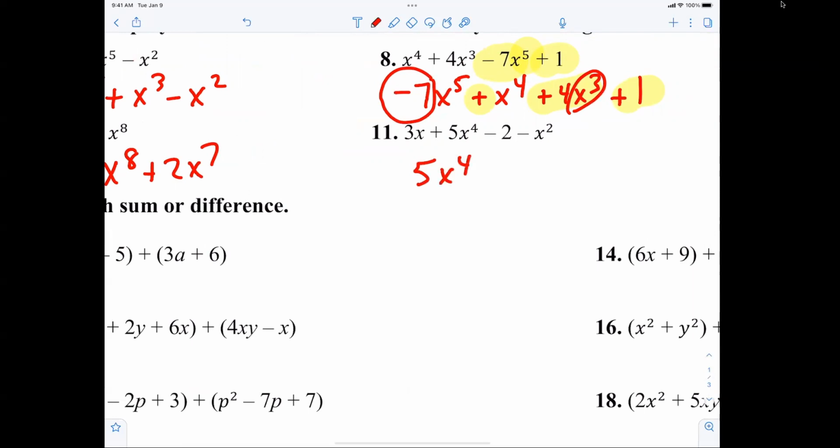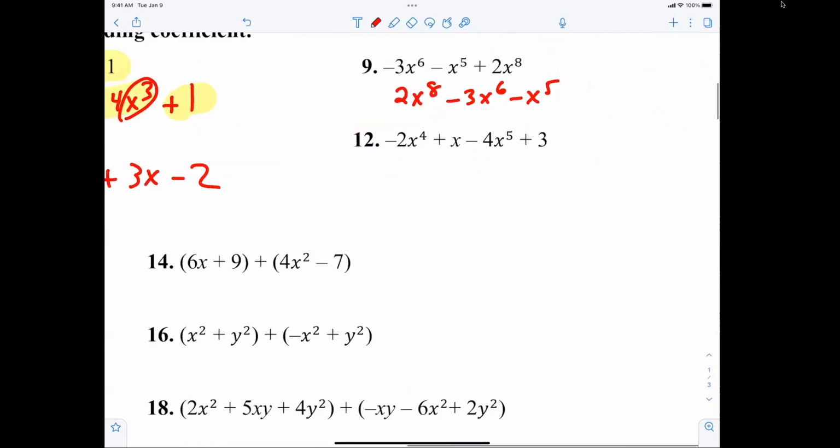Misha, 11. 5x to the 4th minus x squared plus 3x. And don't forget minus 2. That's it, guys. It's the easiest thing we've ever done. Super easy. Let's see how easy, Jackson, go. Negative 4x to the fifth minus 2x to the 4th plus x plus 3. Come on, don't be lazy. Just do the problems. It's really simple. Nothing to it.